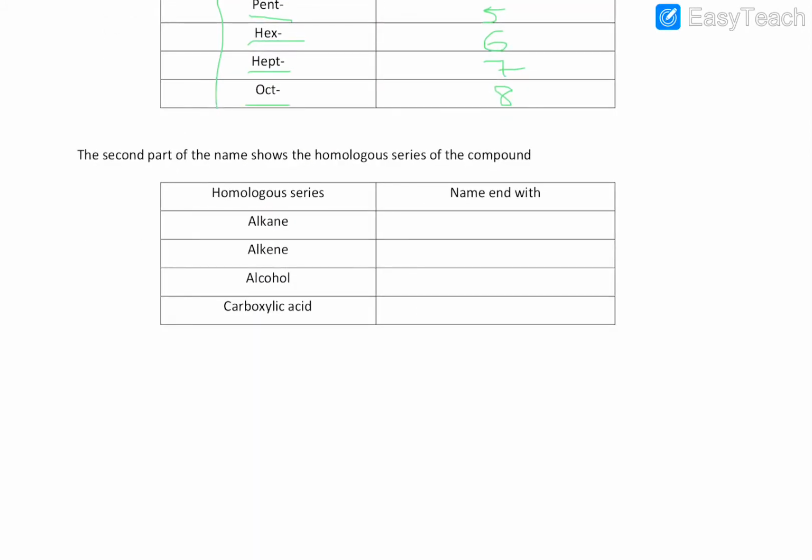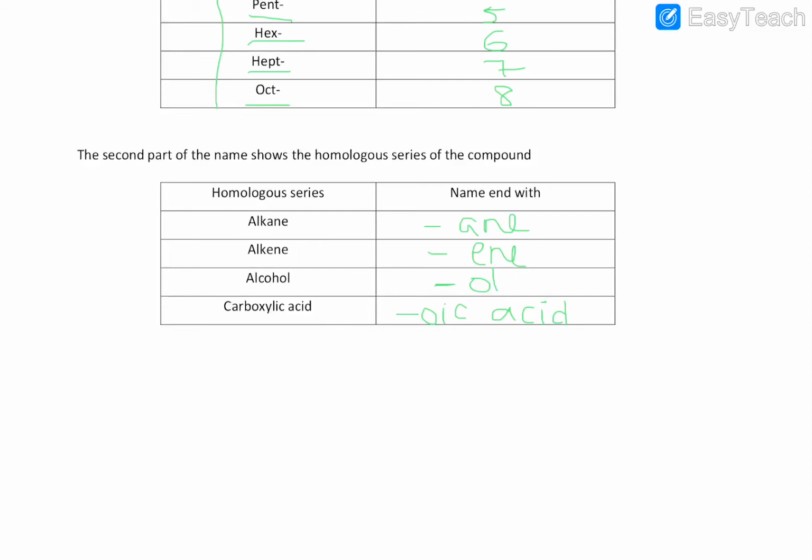And the second part of the name is going to tell us which family it belongs to, which homologous series it belongs to. If it is an alkane, it will end with -ane. If it is an alkene, it will end with -ene. If it is an alcohol, it will end with -ol. And if it is a carboxylic acid, it will end with -oic acid.